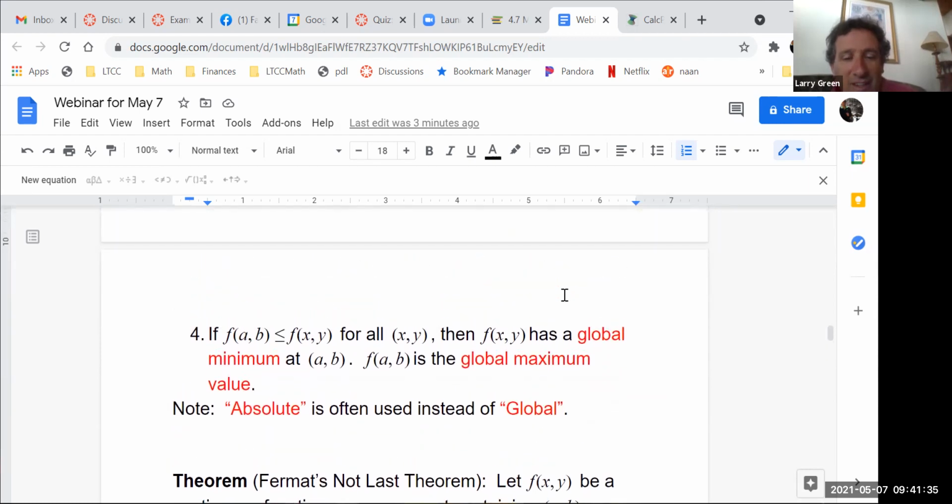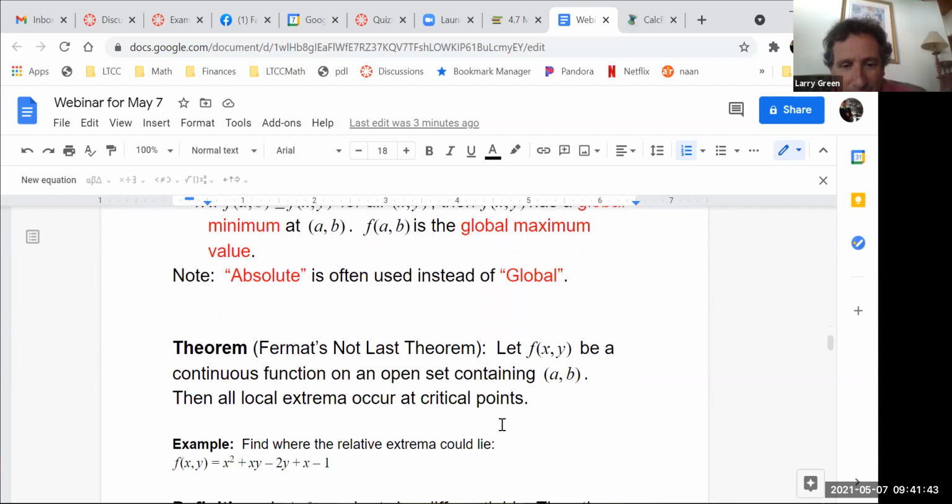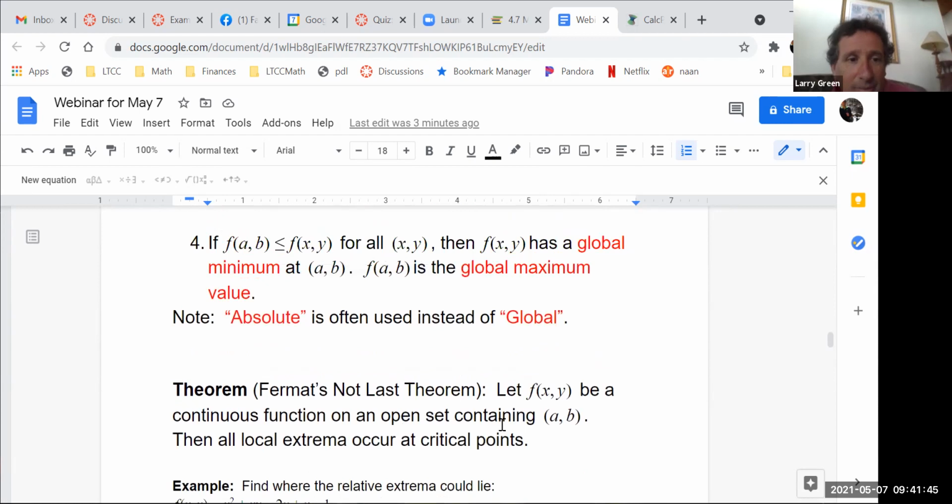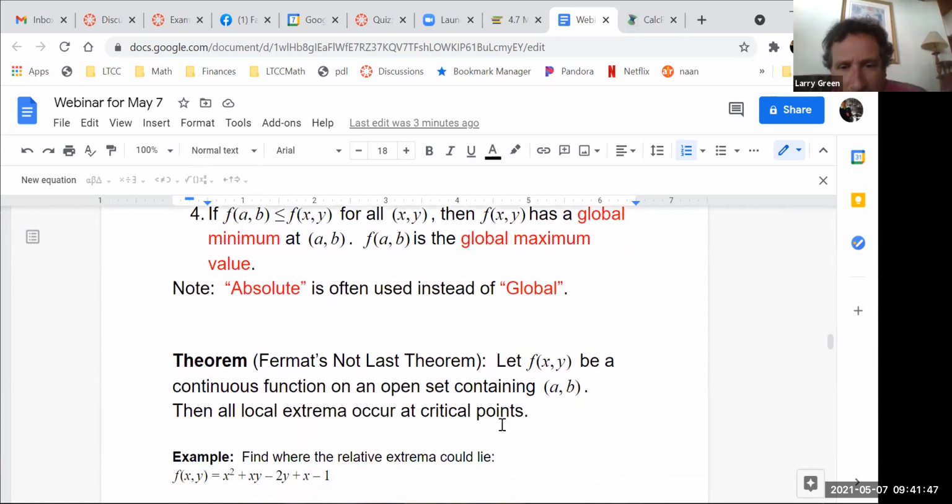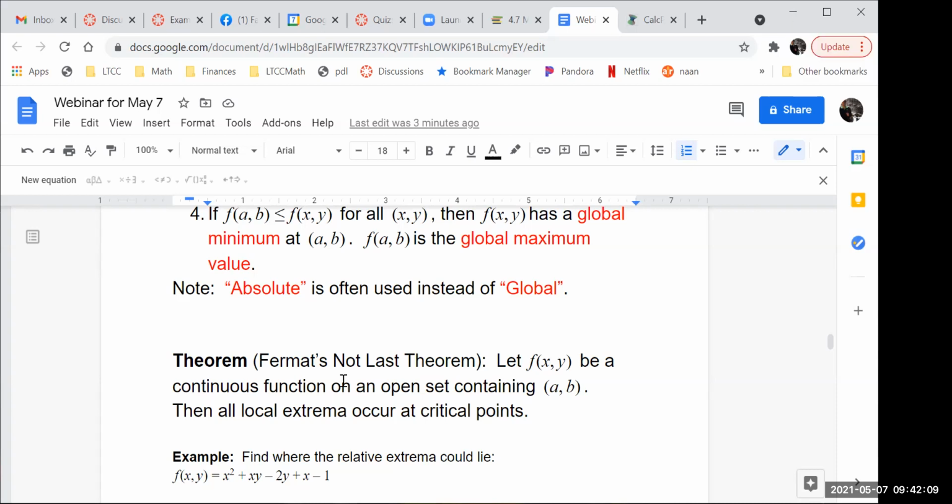Oh, I guess I should note this. Absolute and global mean the same thing, just like relative and local mean the same thing. Okay, so here's the theorem. This is not the official name, but it's what I call it. I call it Fermat's not last theorem. Do you know why I call it that? It's not his last theorem.